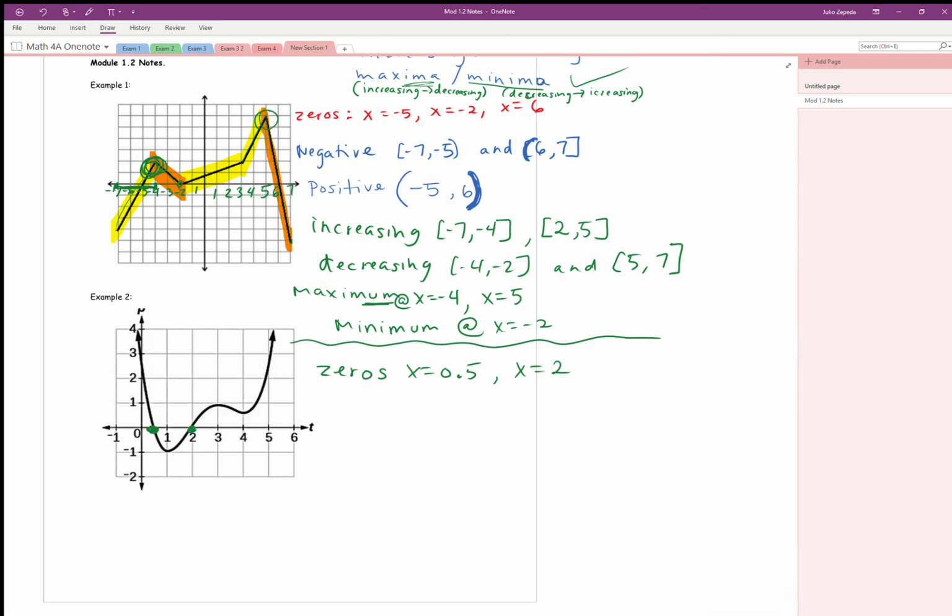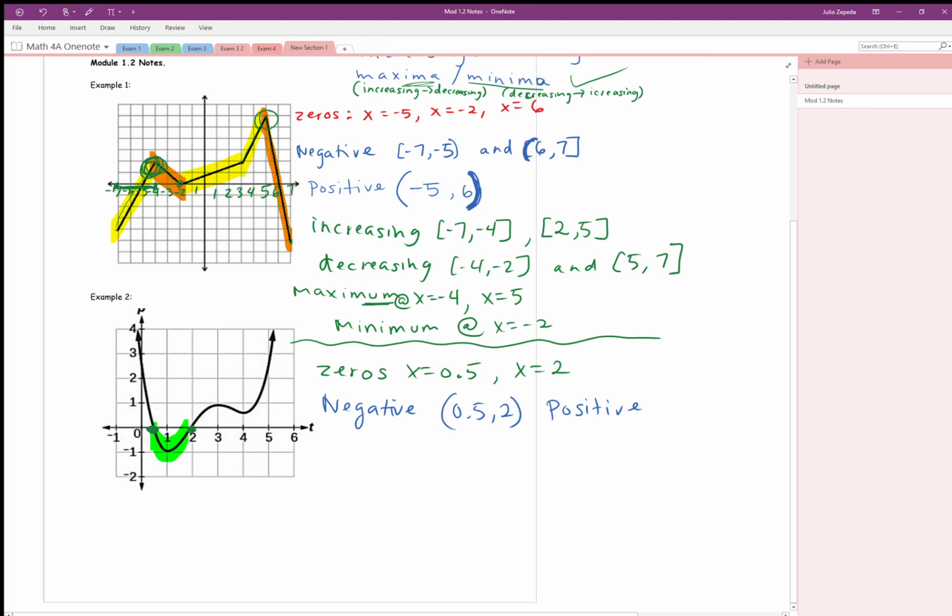Okay, now we'll look at where the graph is negative. It's just going to be in that little portion right there. So I'm going to say from 0.5 all the way into 2. So negative from 0.5 to 2. I'm going to put parentheses. I don't want to include 0.5 or 2 because in those locations it's actually equal to 0, and 0 is not a negative number.